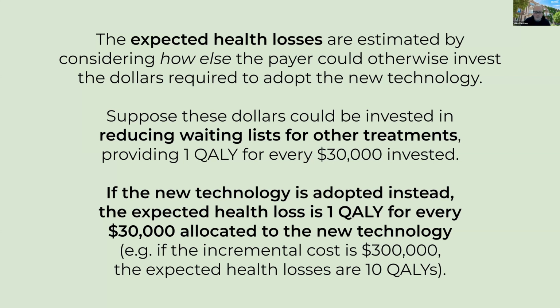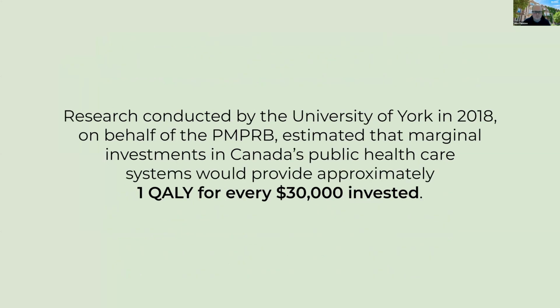Now, if this were the case, and if the new technology is adopted instead, well, those $30,000 are not spent reducing waiting lists anymore, and we've lost one QALY elsewhere. We've foregone one QALY. Okay, so the expected health loss in this example would be one QALY for every $30,000 allocated to the new technology. So if CADTH reports that the incremental cost is $300,000, you would divide that $300,000 by the $30,000 per QALY, and there's an expected health loss of 10 QALYs. So it's really important to understand what return we get on marginal investments in our public healthcare systems. That's really important.